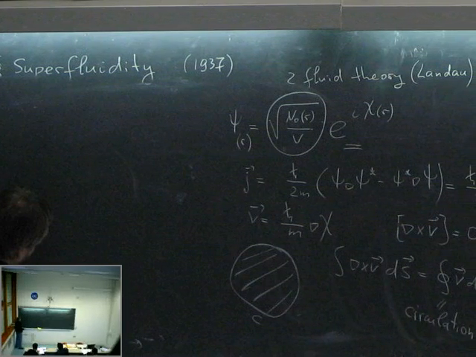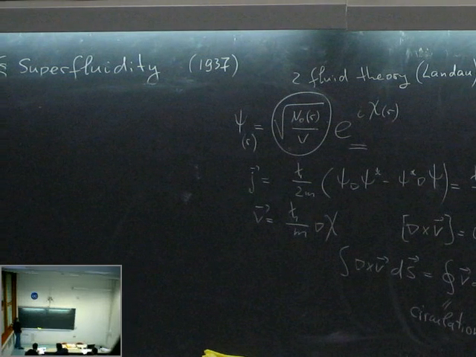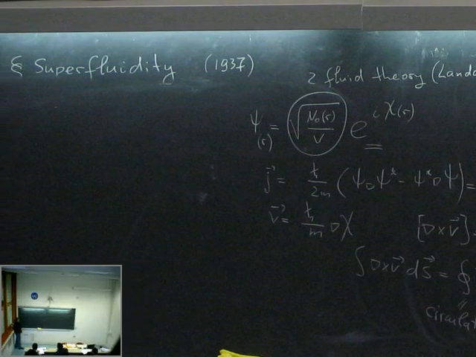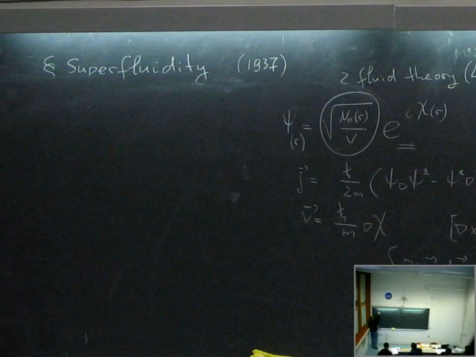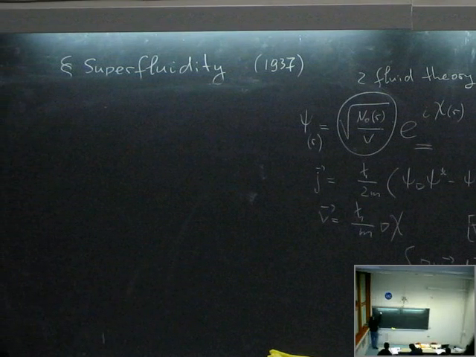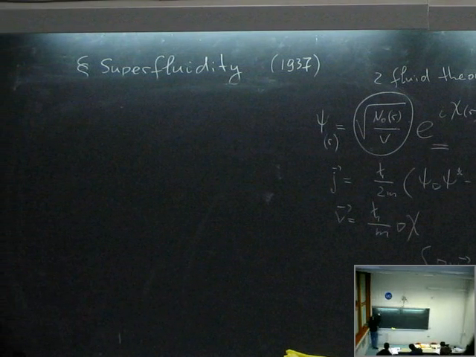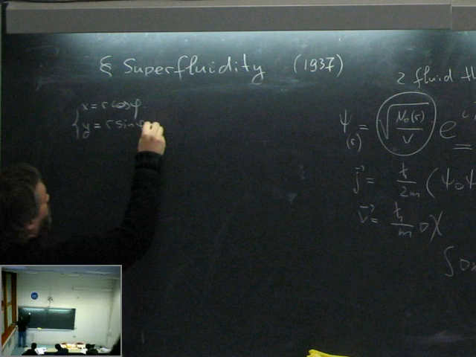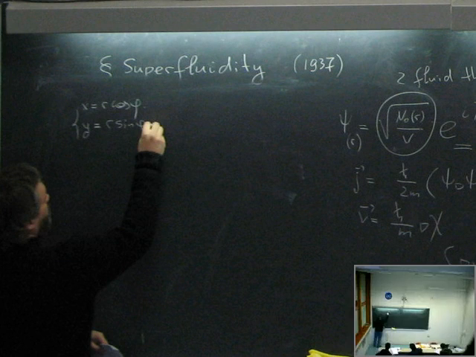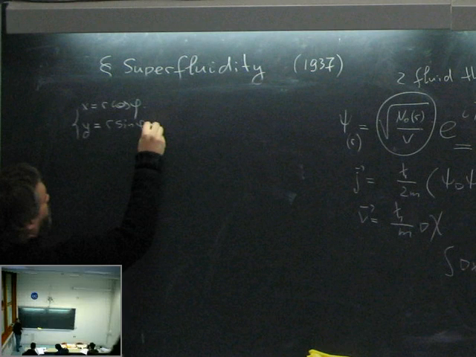Let's write a gradient in the polar coordinate system. Polar coordinate system means x is equal to r cosine phi, y is equal to r sine phi, then tangent phi is equal to y over x, and r is equal to square root of x squared plus y squared. This is our polar coordinate system.